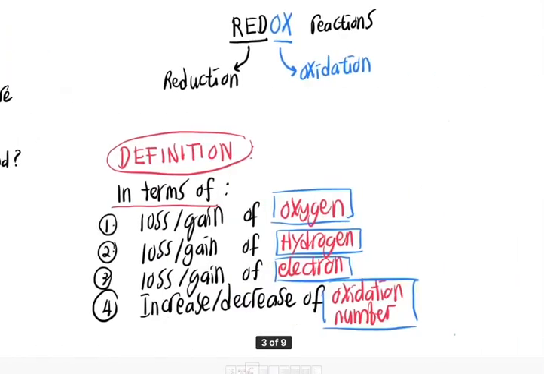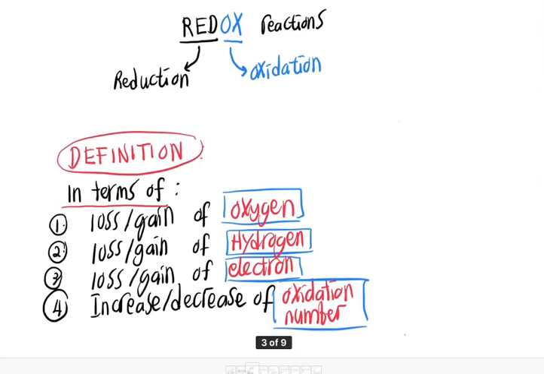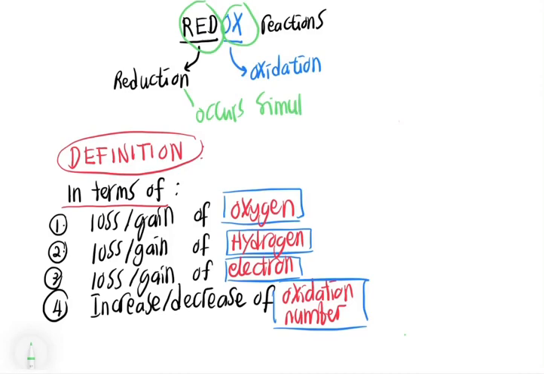Okay, so let's just start. Redox reaction. The word redox, RED, refers to reduction, and OX refers to oxidation. So redox reaction means reduction and oxidation reactions that occur simultaneously. If you have problems spelling "simultaneously" in the exam, you can also use simpler words like "occurs at the same time". So you can say reduction and oxidation reactions occur at the same time.